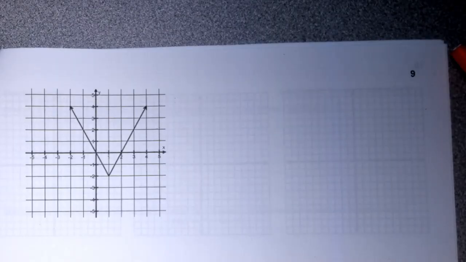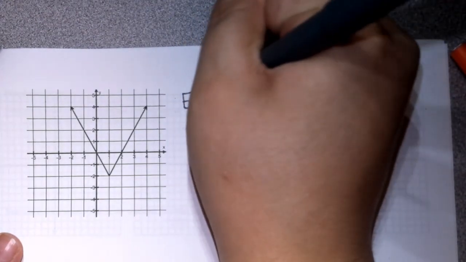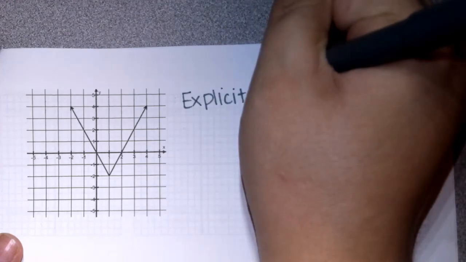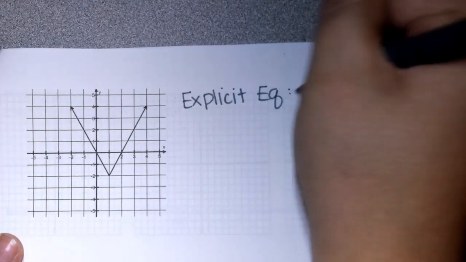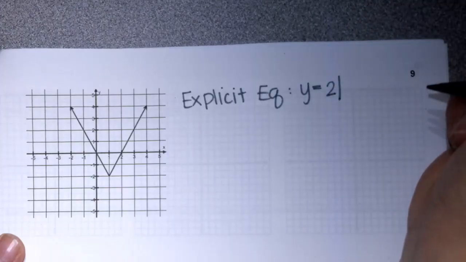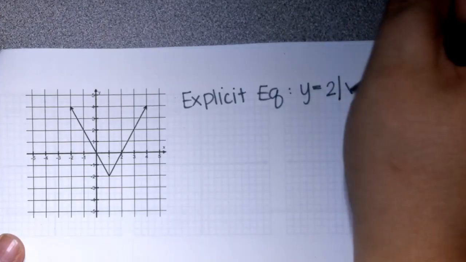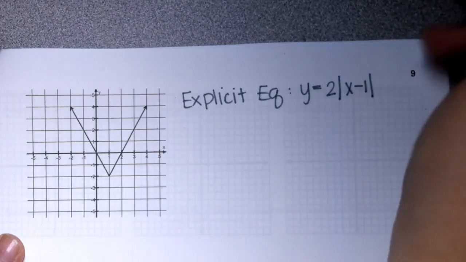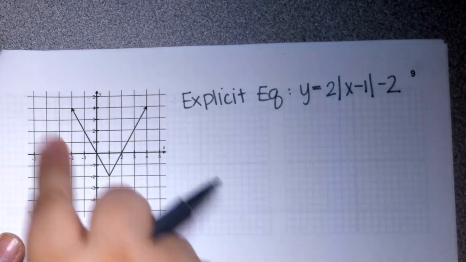Turn your paper over, please. All right. Could I make one equation here? Why? That's called the explicit equation. The explicit equation here is just y equals, what is it? What's the slope? 2 absolute value of -1 minus 2. That's the explicit, meaning that's that whole equation.